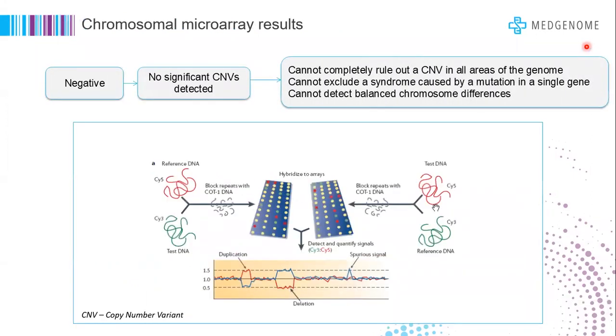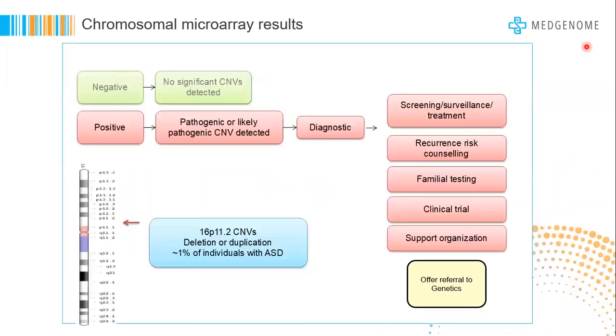So when you do a chromosomal microarray, either it could be negative, meaning there is no significant CNVs detected. It will again depend on the resolution, because when the resolution is poor, all CNVs cannot be tested. A single gene mutation cannot be tested by CNVs, and balanced chromosomal differences cannot be measured by chromosomal microarray. So you may have to go for better resolution testing. So if there is no CNVs detected, we have to move further.